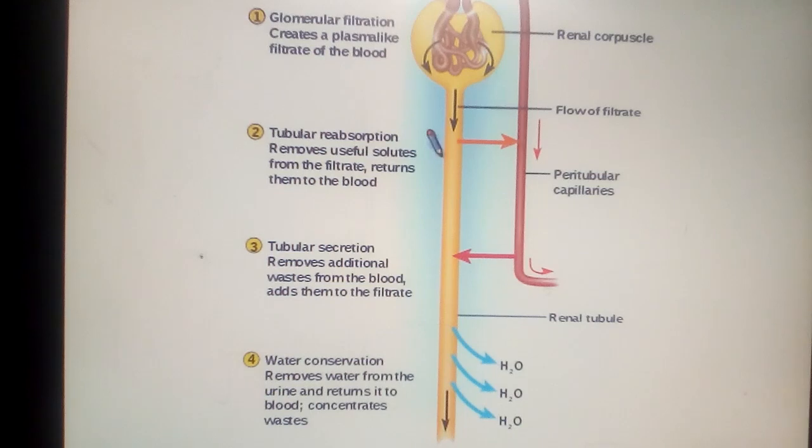Tubular reabsorption removes all the useful stuff you need to keep. All of your nutrients, 100% reabsorbed, most of the water, ions you need to retain, that sort of thing, moves them back into the blood. Secretion is taking additional material from the blood, like potassium, penicillin, other waste, and it secretes them into the nephron for release. And then the water conservation we haven't gotten to yet.